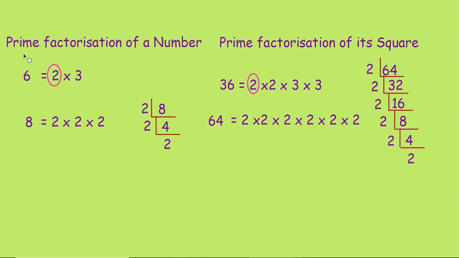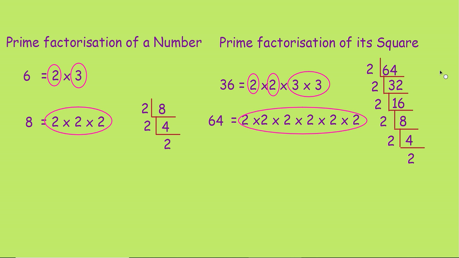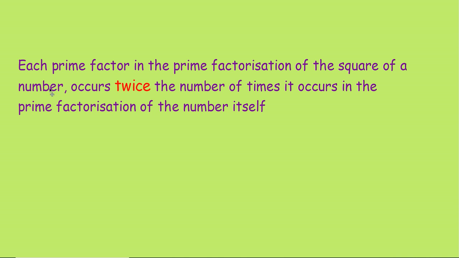Now look at the number of 2s in 6 and the number of 2s in 6 square. In 6 you get one 2, and in 6 square you are getting two 2s. Similarly, what about 3? One 3 in 6, but in 6 square you will get two 3s. In 8 there are three 2s, whereas in 64 you can find six 2s. That is, each prime factor in the prime factorization of the square of a number occurs twice the number of times it occurs in the prime factorization of the number itself.